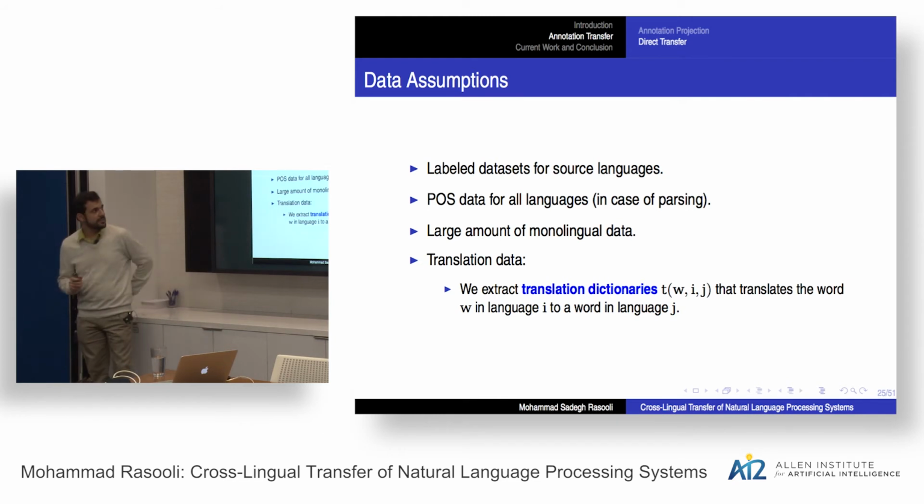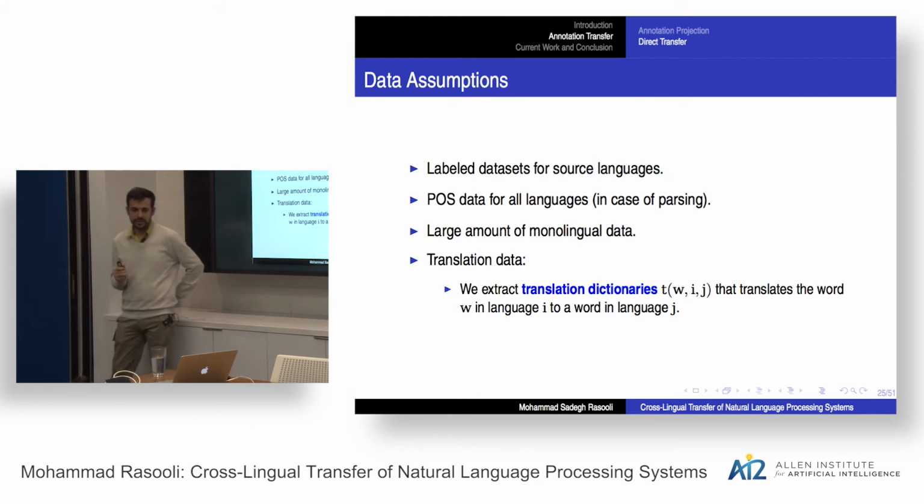The assumption is that we have a labeled data set for source languages and part of speech data for all languages, including the target, and a large amount of monolingual data. What I mean here is like Wikipedia. We extract very small translation dictionaries, T, W, I, and J, where T, W translate the word W from language I to language J. The way that I extracted such a translation dictionary is by taking the most frequent word alignment from the Giza++ alignments.